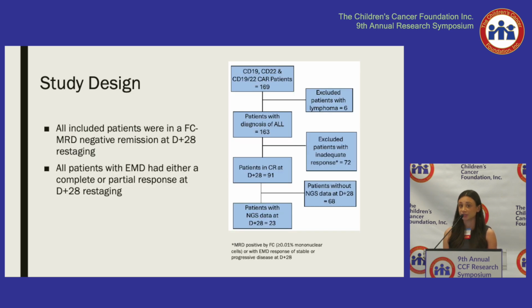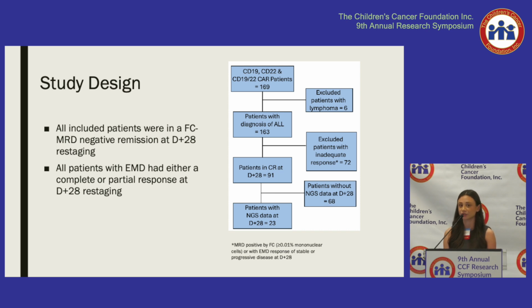All included patients in this analysis were in a flow cytometry MRD negative remission at day plus 28, and then patients who had extramedullary disease either had a complete or partial response. We excluded patients who either had stable disease or progressive disease of their extramedullary disease.